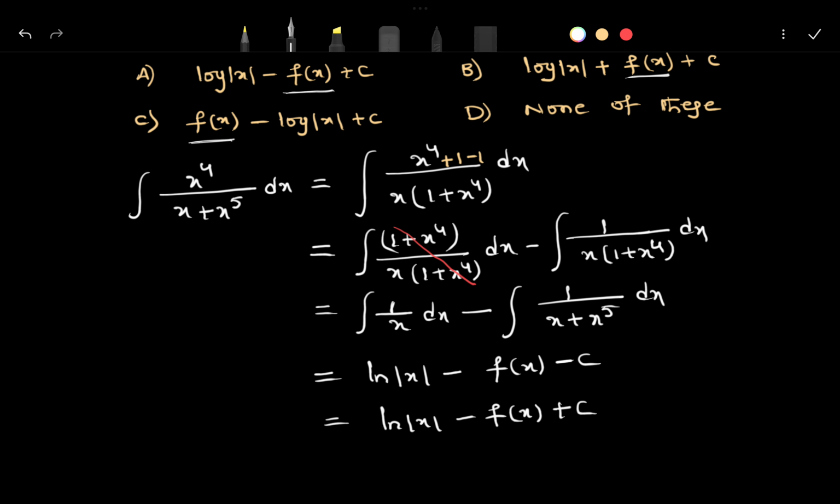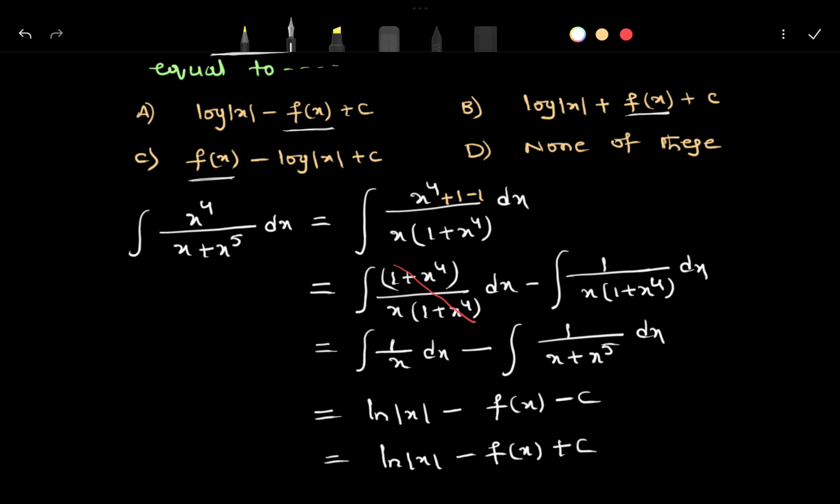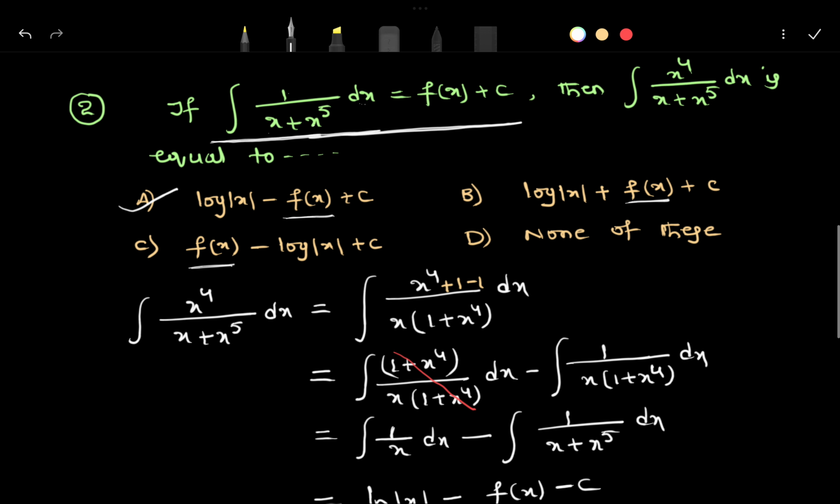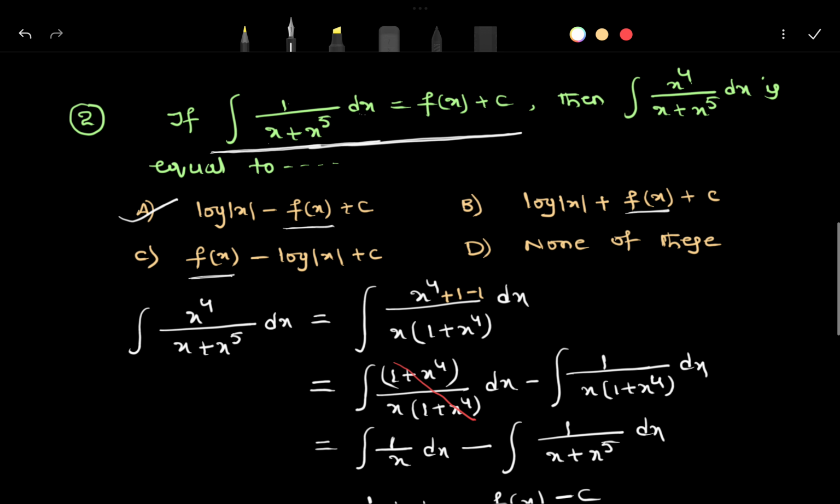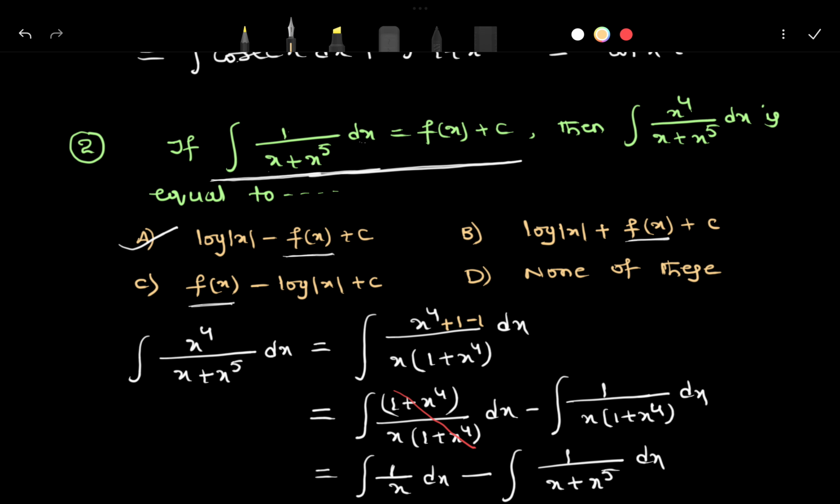So what is your correct option? Option A is the correct option: log of x minus f of x plus c. This is the correct option. So I hope everyone is clear on this problem. It is a very important question. Similar model questions have already been asked in many previous entrance exams like KSET and mains examination. So it is a very important question for any upcoming objective examination.